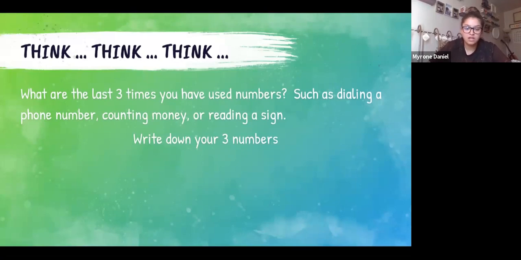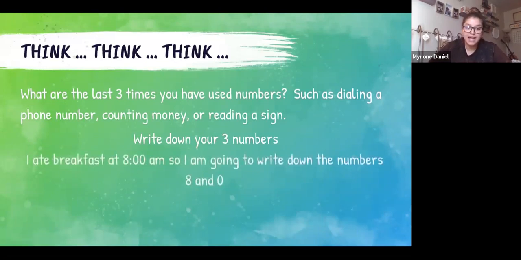Okay, so now that you have your 3 numbers written down, I'm going to tell you mine. I ate breakfast at 8 a.m., so I'm going to write down the numbers 8 and 0 because those are the last numbers I've used. So I have 8 and 0. You should have another number. So you could possibly have 2, 3, 4, whatever number you have previously used.